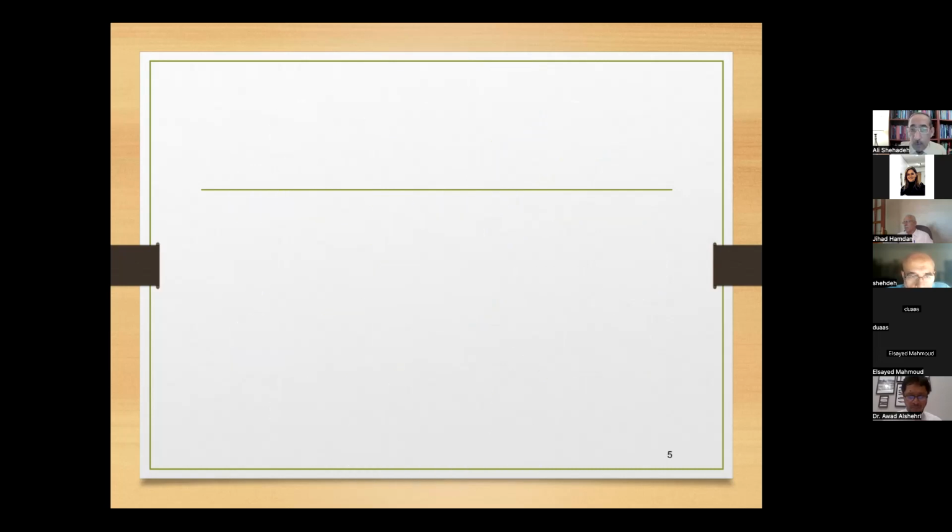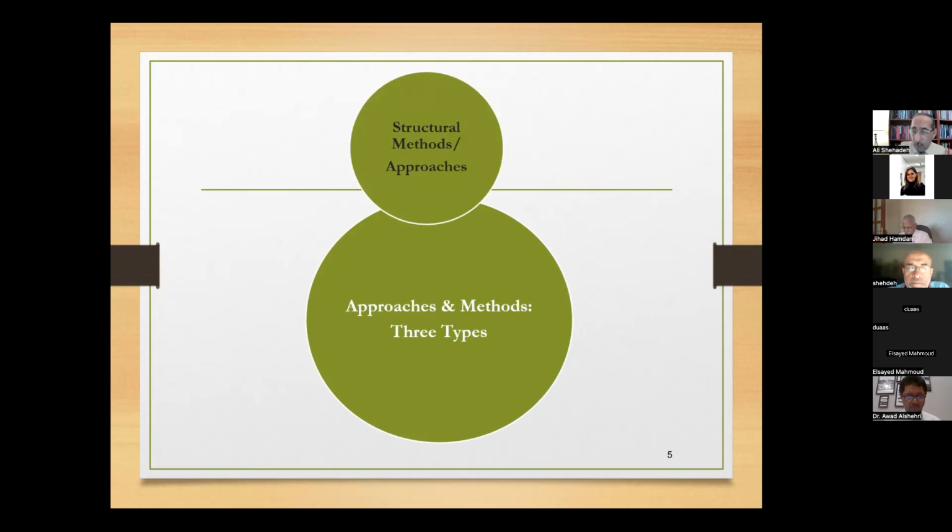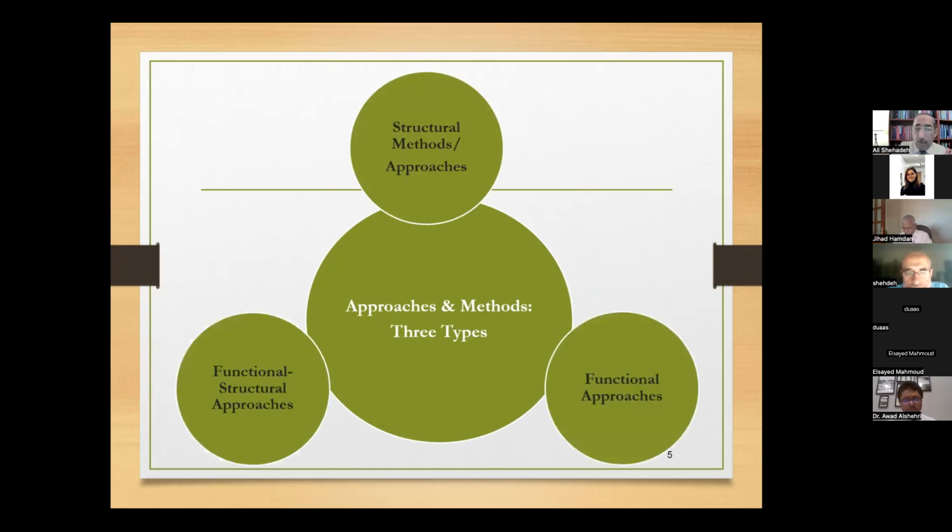Now, if we look at these approaches and try to classify them, we can classify them more or less safely under 3 types. We have the structural methods and approaches, we have the functional approaches, and we have the functional-structural approaches. All right, I will take you through a quick journey over these 3 types of approaches and methods.